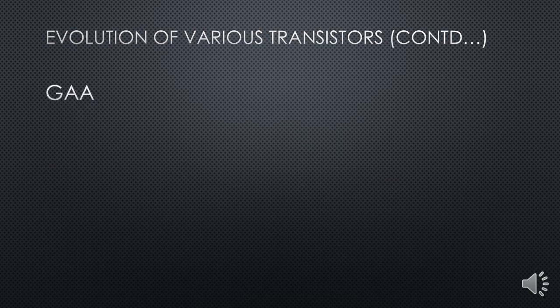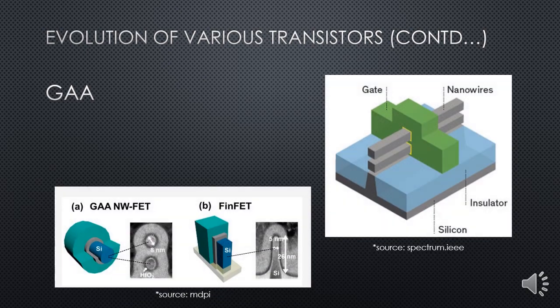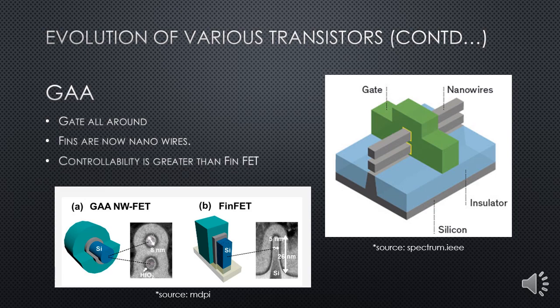The next kind of transistor is GAA, which is nothing but gate all around. With the FinFET we have control from three dimensions, but in the GAA, gate all around, we have the gate in all the directions: left, right, top, and bottom. And now the fins have become nanowires. The controllability is even greater than the FinFET, and the formation of the channel is even better than the FinFET.